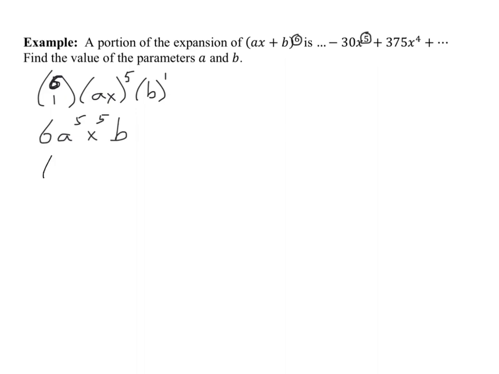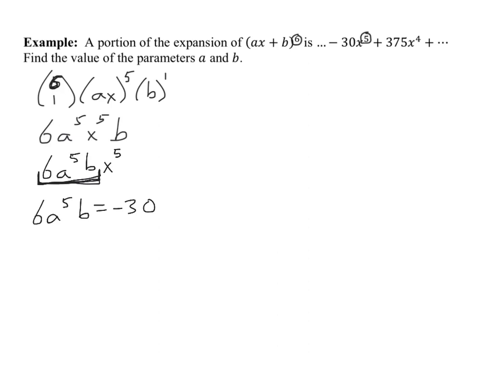Written a different way, this means 6a to the fifth b, x to the fifth. And the reason I like writing it that way is it lets me see really clearly this is the coefficient of x to the fifth. Okay? So that means that 6a to the fifth b has to equal negative 30. So hopefully you got that as one of your expressions.